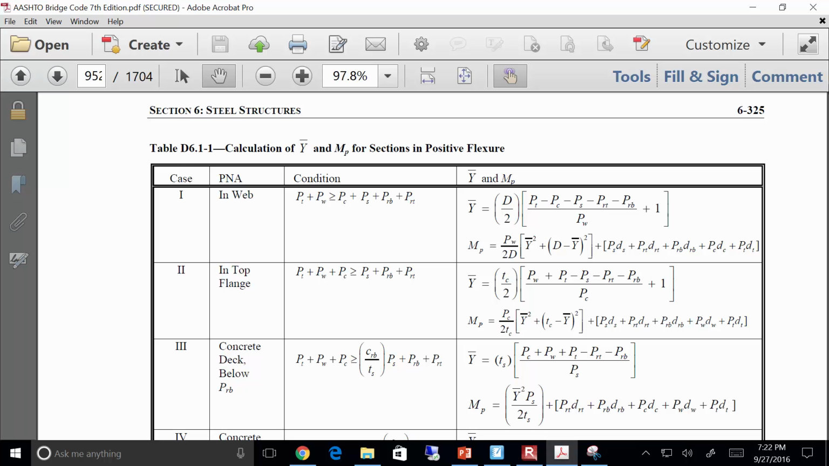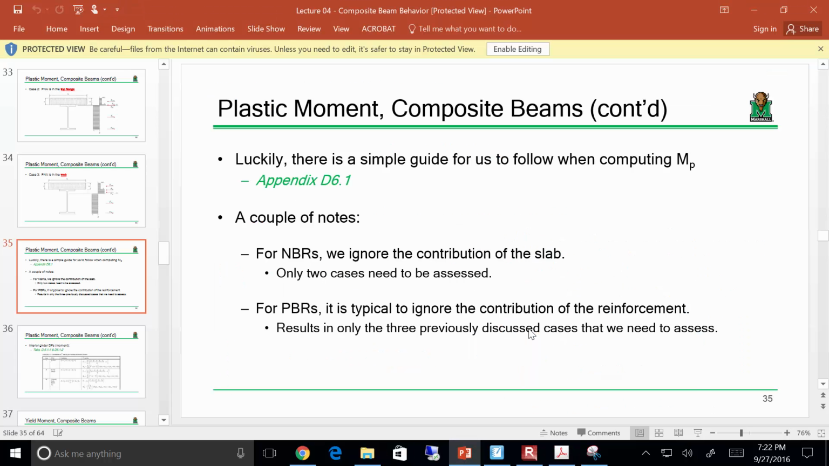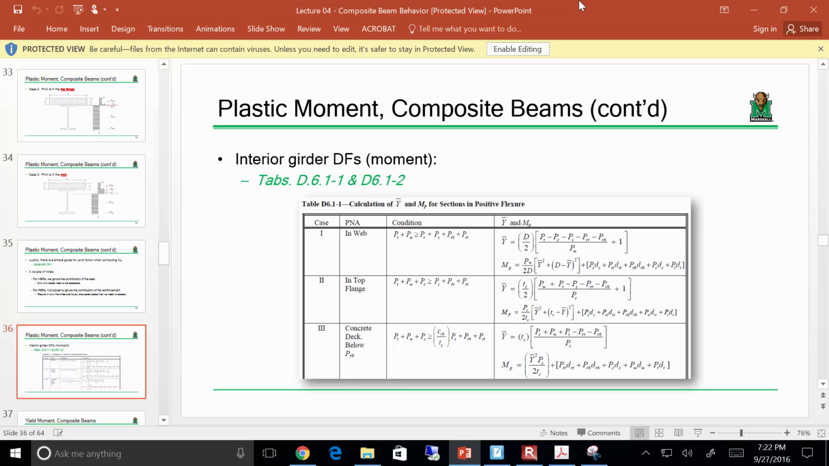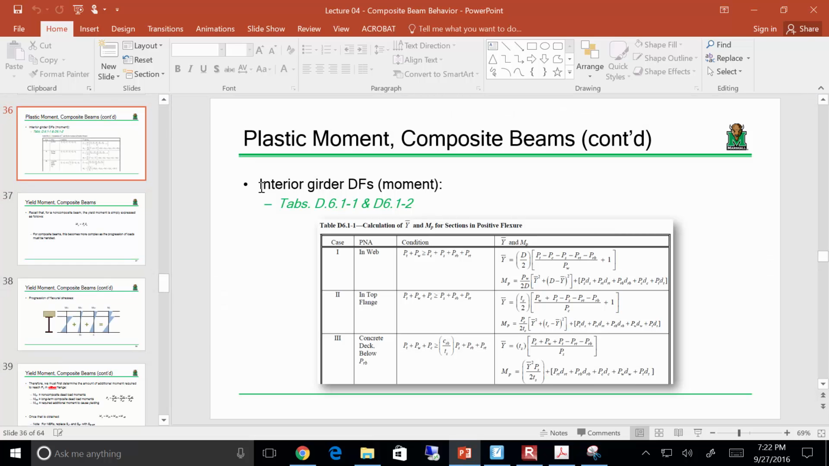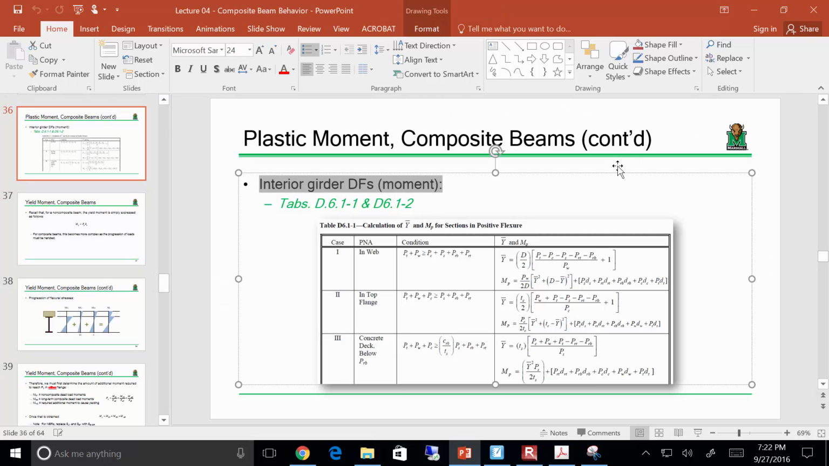Okay? So, let's see. All right. Okay, that is a typo. I have here, you can see where I copy and pasted slides. That should be positive bending region.